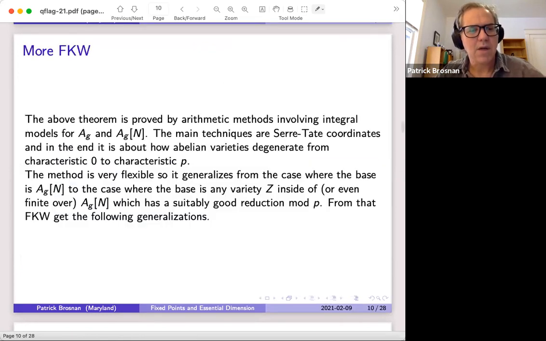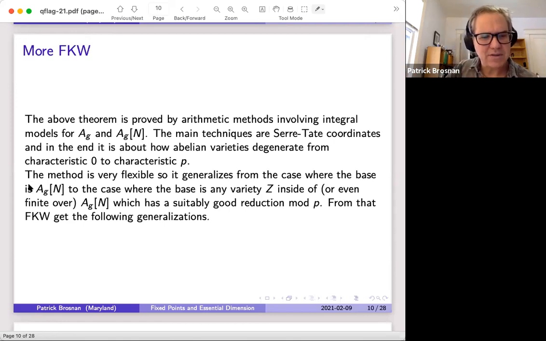Okay. So the above theorem was proved by arithmetic methods. One of the main new advances is an understanding of integral models for A_g and A_g[n]. And the main techniques are something called Serre-Tate coordinates. In the end, it's about how abelian varieties degenerate from characteristic zero to characteristic p, and what happens to the p-torsion in the abelian variety. So the A_g[p], how that subgroup of the abelian variety degenerates.